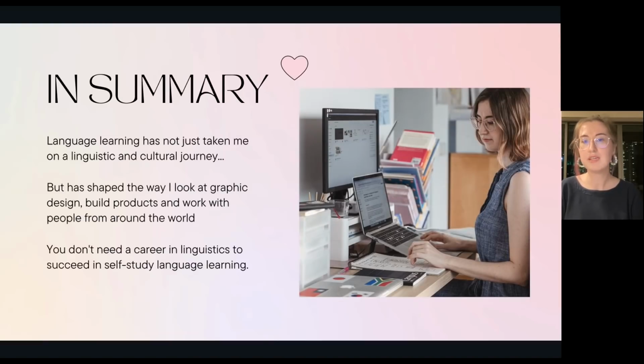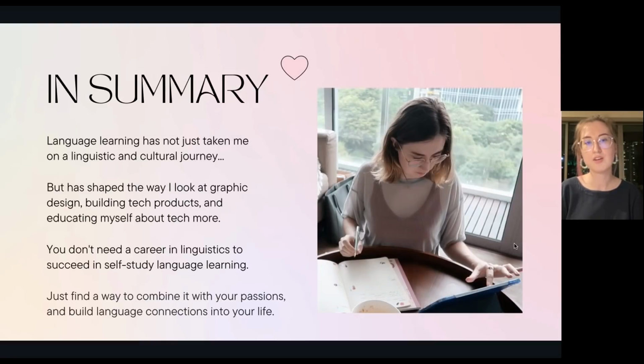And you don't need a career in linguistics to succeed in self-study language learning. All that I want to encourage you to do is to find a way to combine language learning with your passions and build language connections into your life.